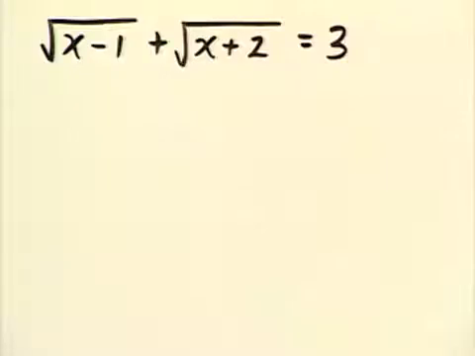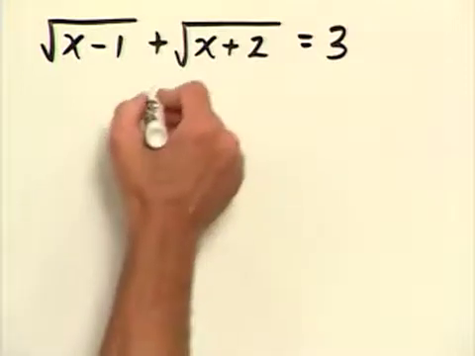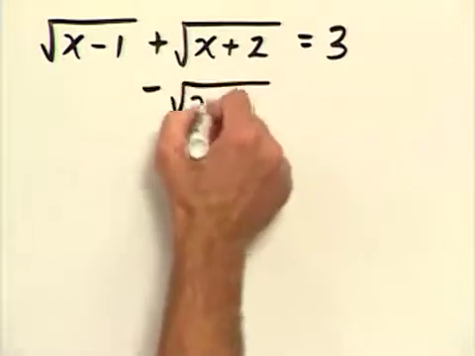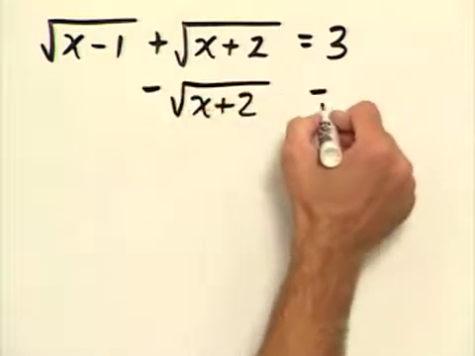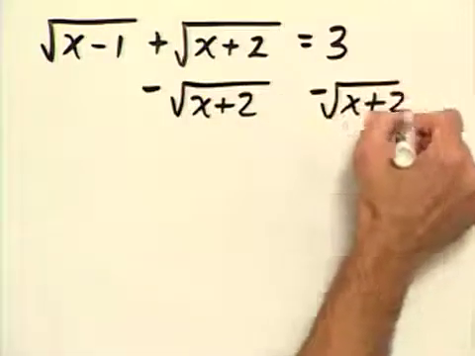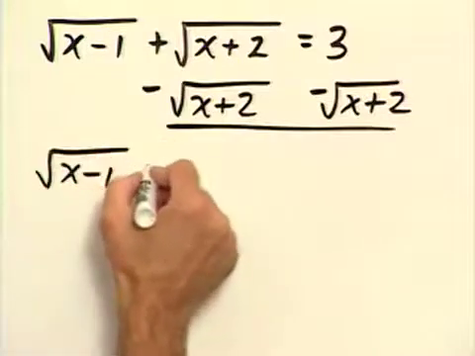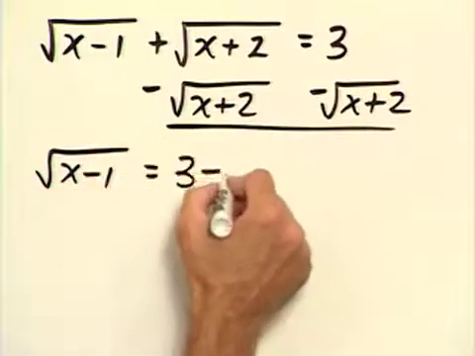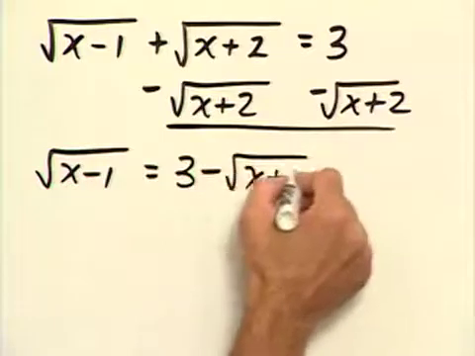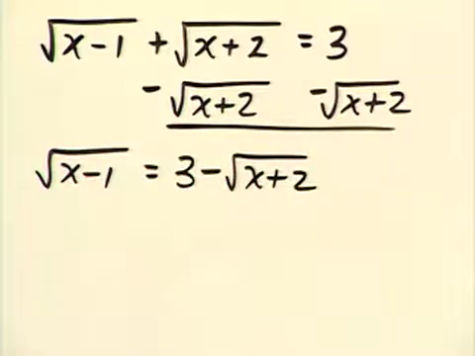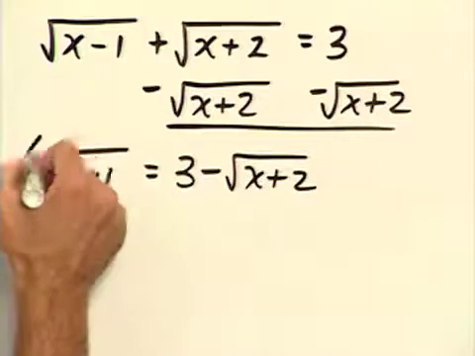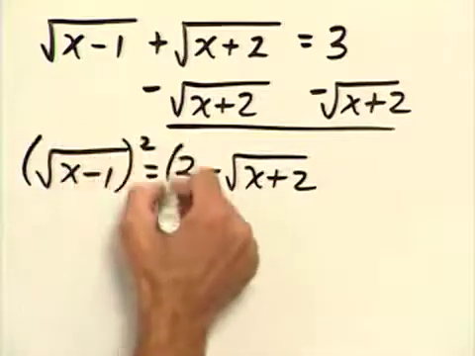Because we're solving a radical equation that has two radicals, our first step is to isolate one of these radicals. So the first thing I'm going to do is subtract the square root of x plus 2 from both sides. This will leave us with the square root of x minus 1 is equal to 3 minus the square root of x plus 2. Now I'll raise both sides to the power of the index, which is 2.